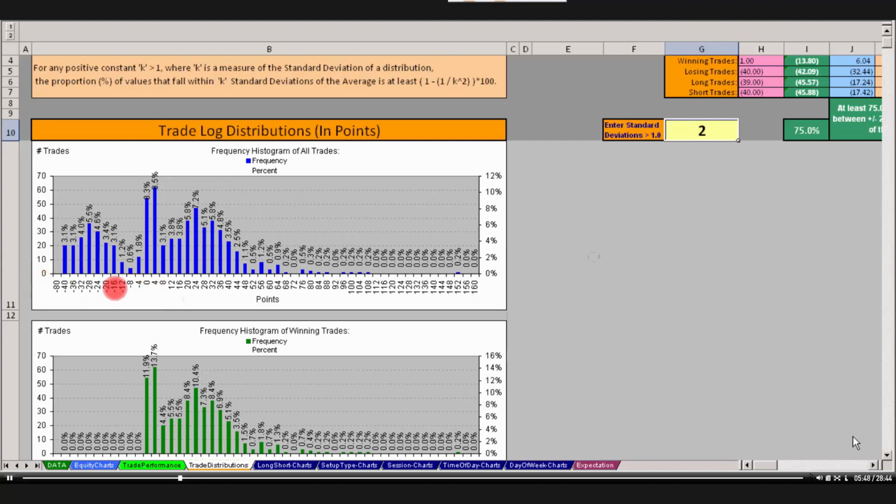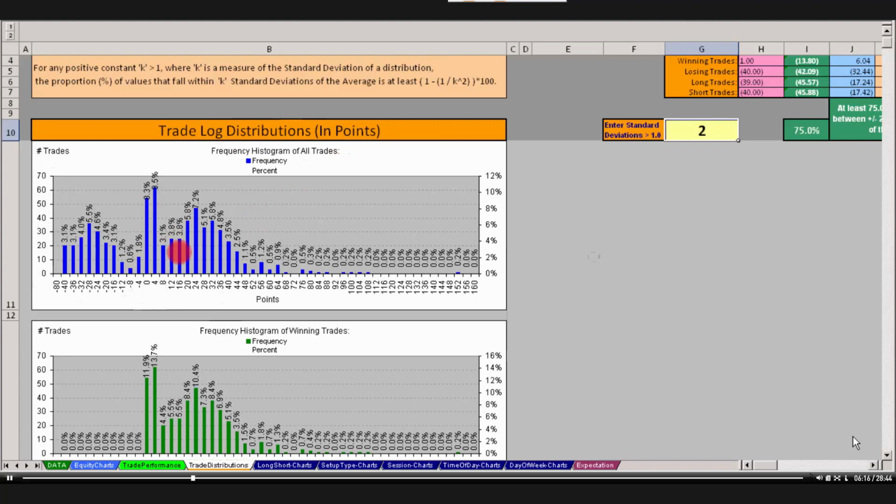The numbers on the bottom, on the x-axis, are your points. Some are negative, some are positive, because you had, of course, winning trades and losing trades. The vertical axis on the left is how many trades fell within that trade range. So right here in the center, on this line right here, is between 0 and 4 points. Notice up here under the trade log title, it says this is in points, not in dollars.